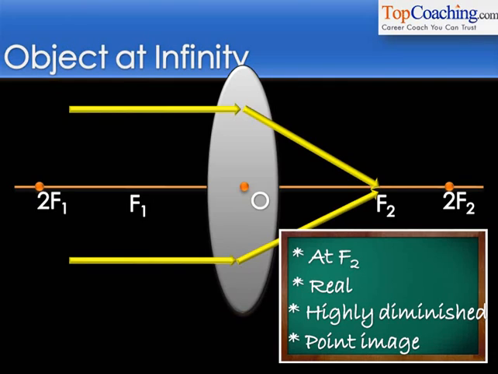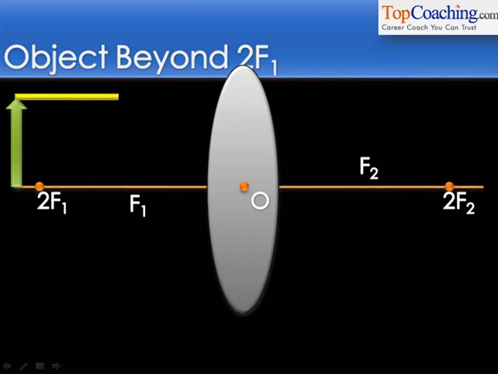Now let us move the object closer to the convex lens and see where the image is formed. Let us place the object at a point beyond 2f1. When I say 2f1, I mean C1, the first center of curvature of the convex lens. So I've placed the object beyond 2f1. Now how do I form the image?